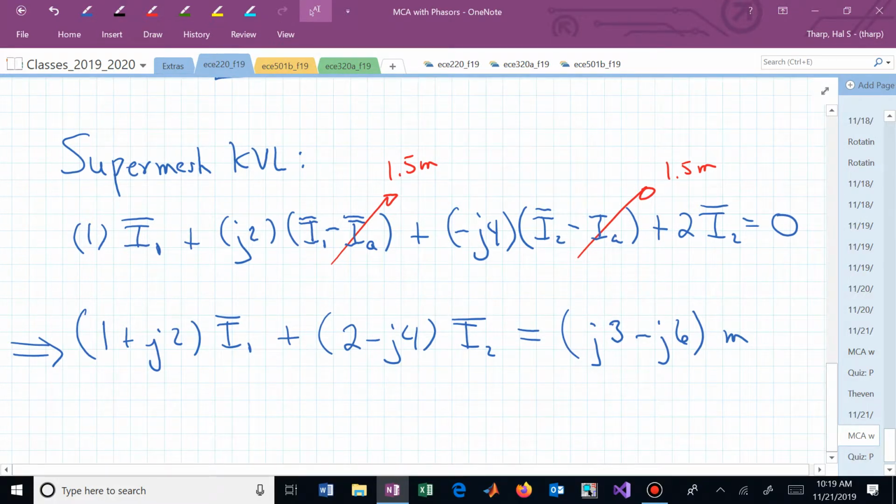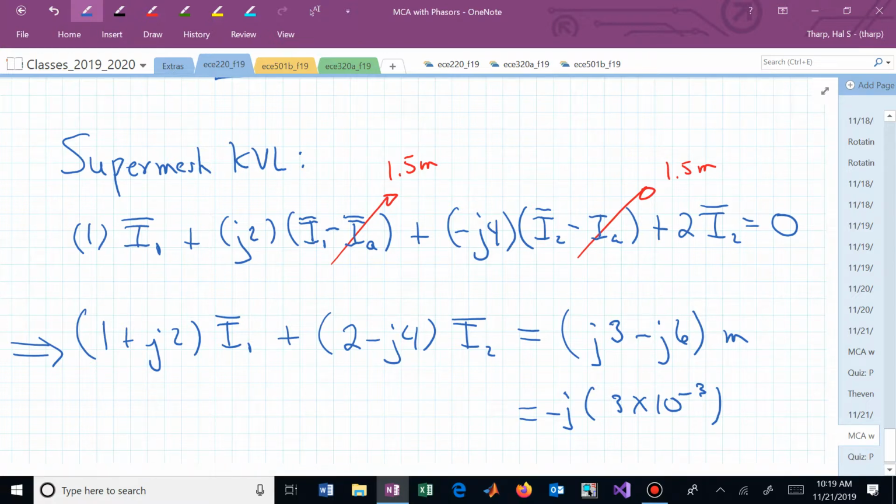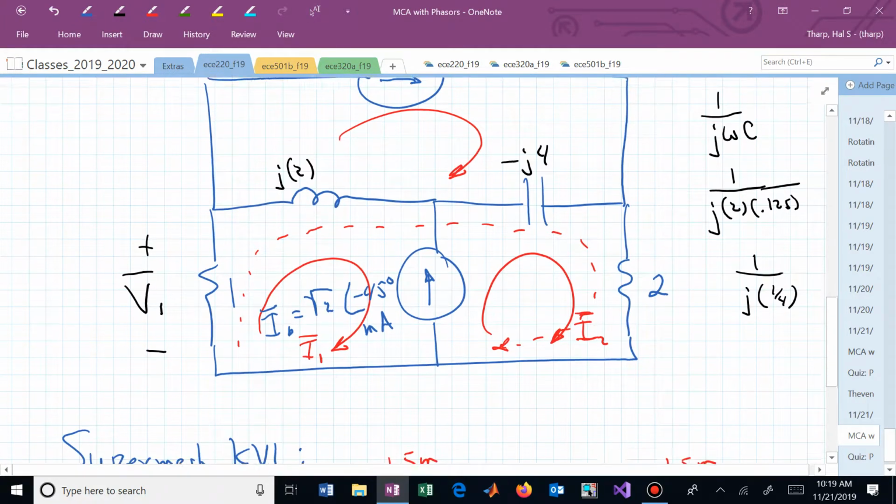Are we okay with that? Or this we could say is j minus 3 times 10 to the minus 3. Or we could pull that minus out and say this is now minus j times 3 times 10 to the minus 3. That's what that combination of I1 bar and I2 bar are equal to. I have one equation in terms of two unknowns. How do I get rid of, or can I find another equation?